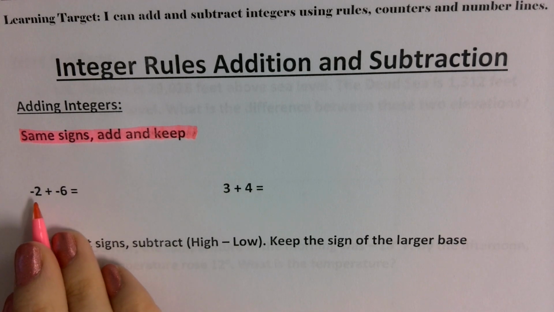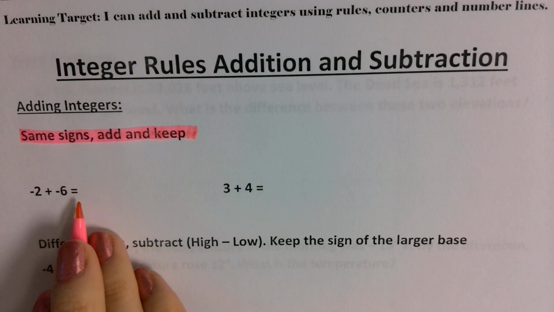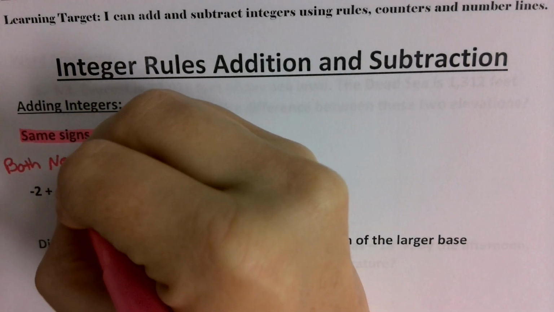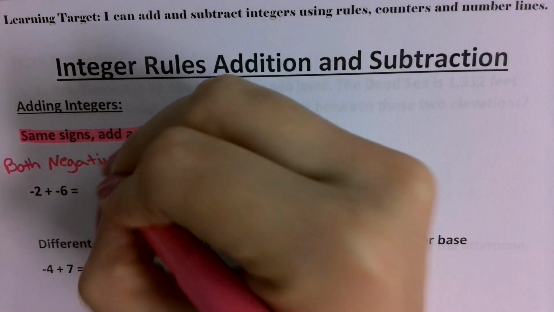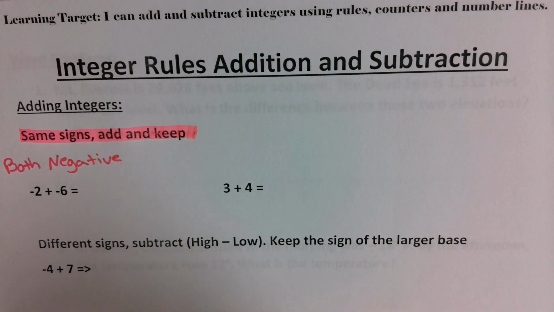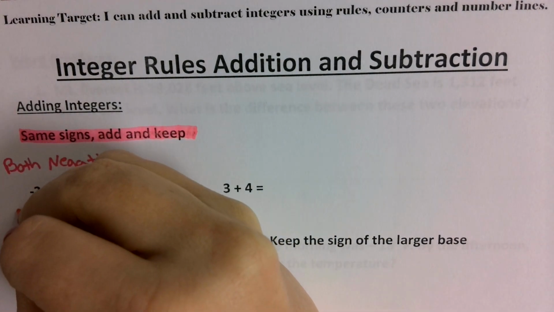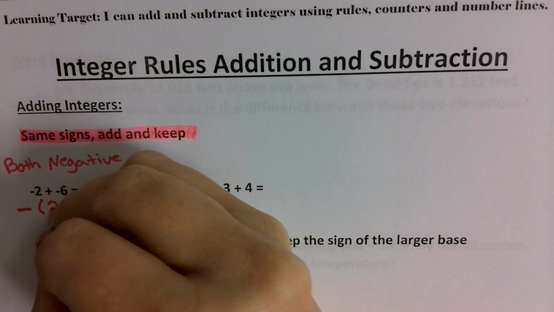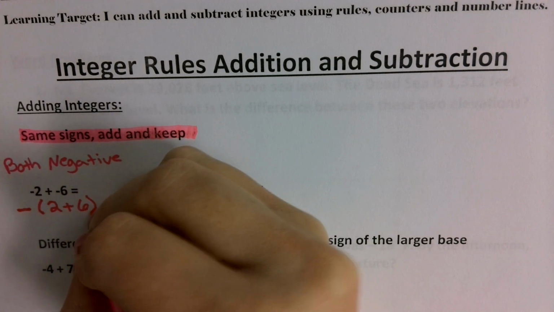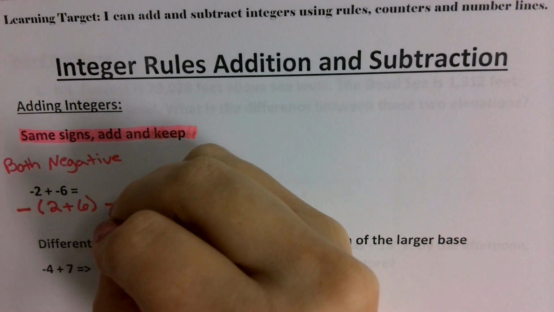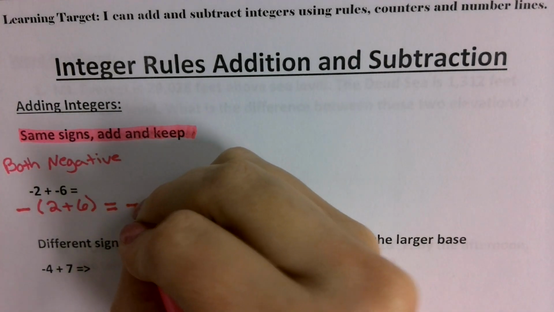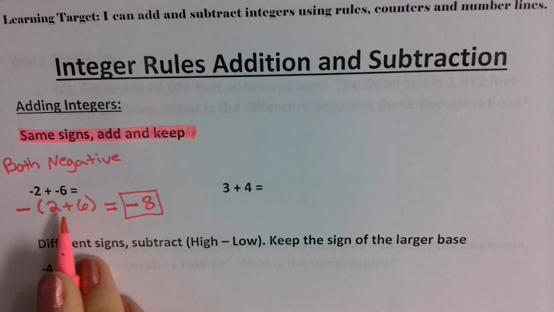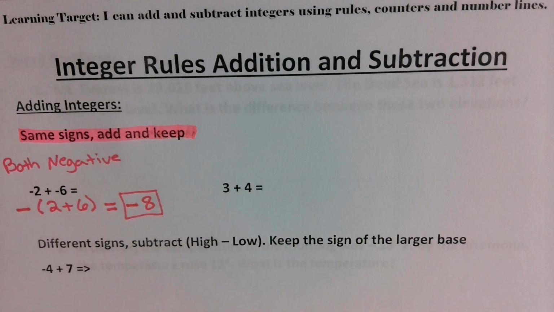So in this situation, we've got a -2 plus a -6. Both of these values happen to be negative. So we're going to take the negative sign out, and then we're just going to focus on doing 2 plus 6. What's 2 plus 6? 8. So then we get a -8. We add the 2 base numbers together and keep the sign of the bases.